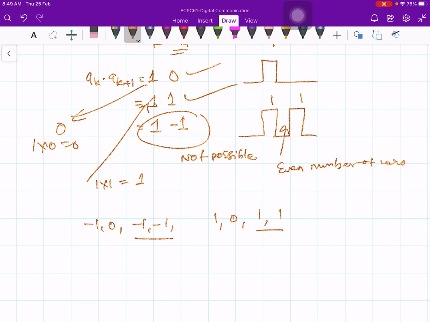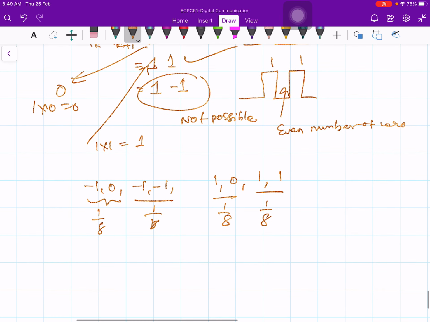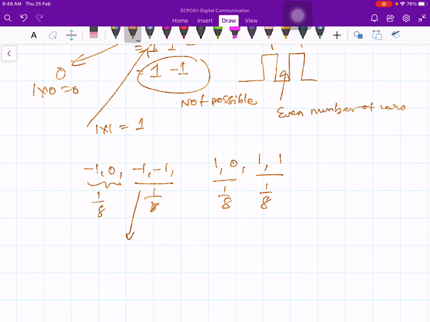Okay, and this guy occurs with a probability of 1 by 8, and this occurs 1 over 8, 1 over 8, and this also 1 over 8. Okay, and these are mutually exclusive events, therefore you can add the probability.